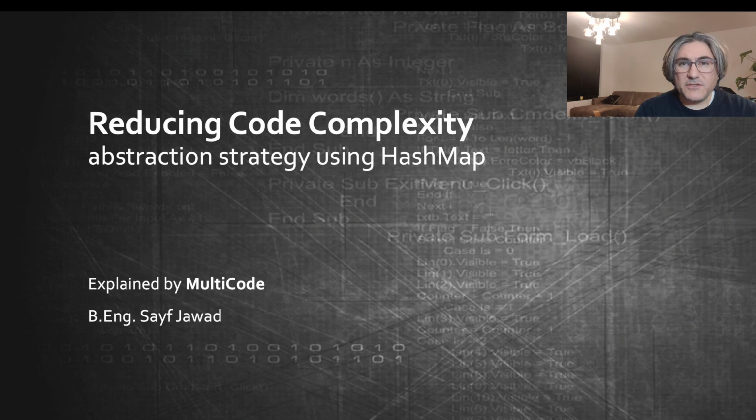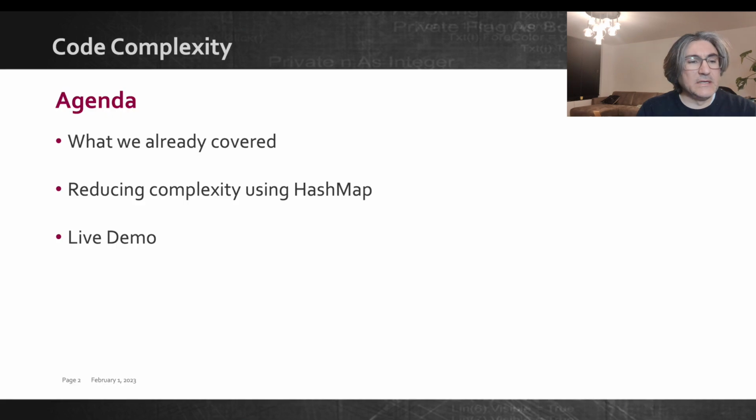This time I'm reducing code complexity using a method of abstraction based on built-in functionality, being the HashMap in the Java library itself. We're going to talk about what we have already covered really quickly, and then we're going to pick up reducing the code complexity using the HashMap with a live demo.